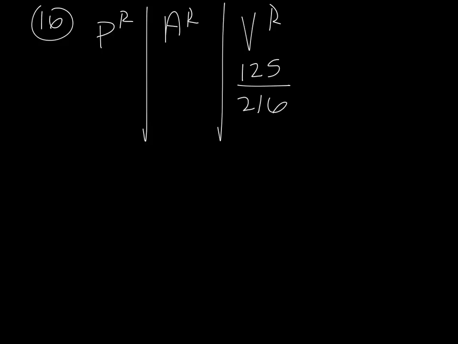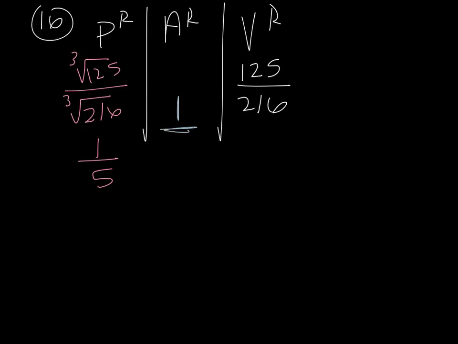If you can't simplify the fraction, and in this case you cannot, take the cubic root. That's the same thing as to the 1/3 power. So that will help me figure out what my perimeter ratio is. My perimeter ratio is 1/5. I'm looking for area. Surface area is still area. So if I have 1/5 perimeter ratio, that means I have 1/25 for my area ratio, because you square it.